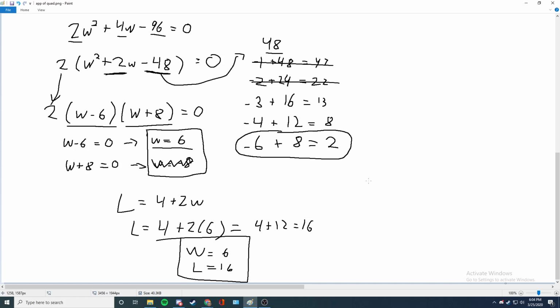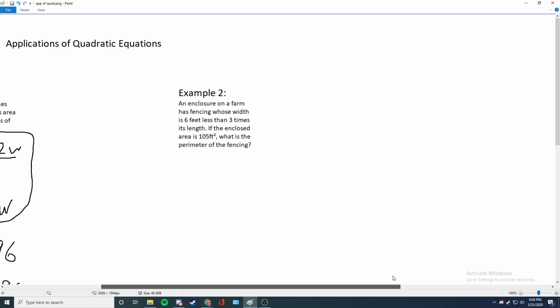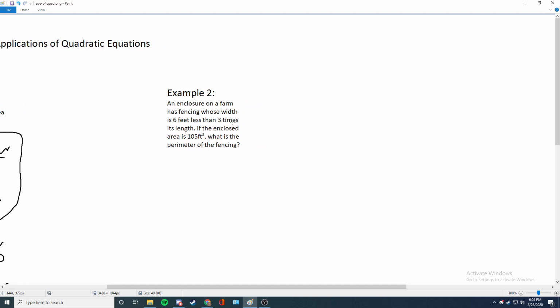Alright, so now, moving on to the next problem, we have an enclosure on a farm that has fencing whose width is 6 feet less than 3 times its length. If the enclosed area is 105 feet squared, what is the perimeter of the fencing? So with this one, let's start out by drawing a picture.